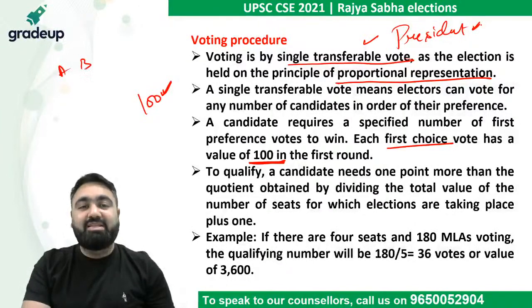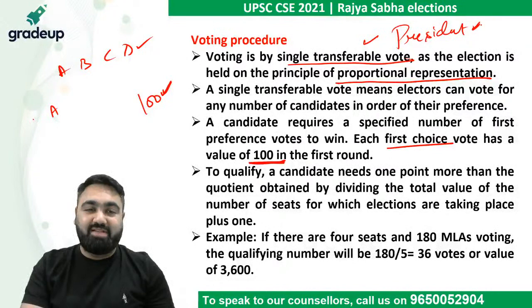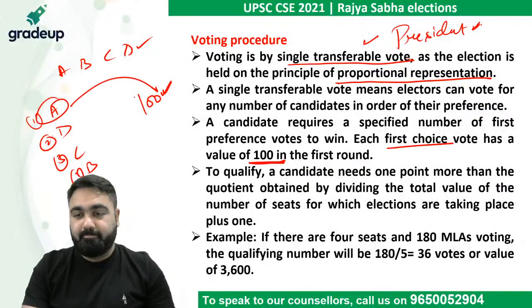If A, B, C, D are 4 people contesting elections, I will have to give a preference. Let's say my first preference is A, second preference is D, third preference is C, and fourth preference is B. My first preference will get 100 points.